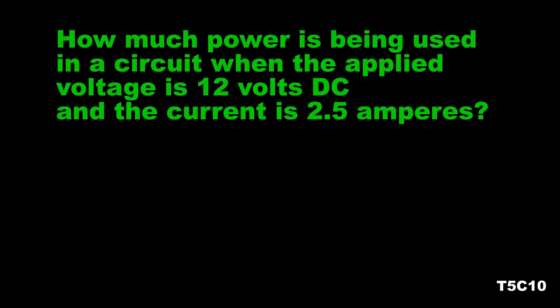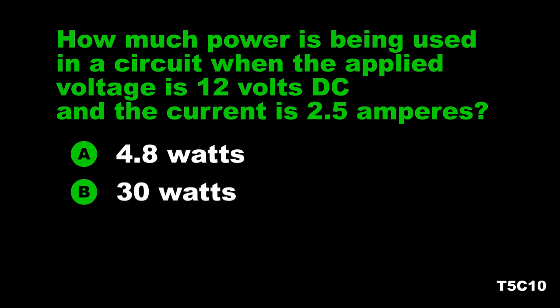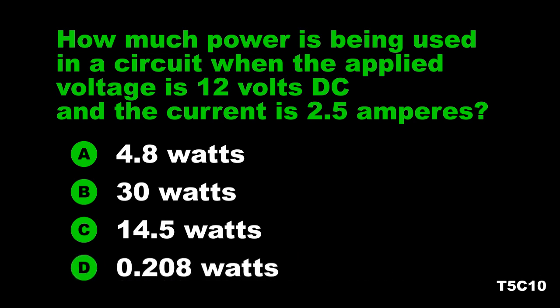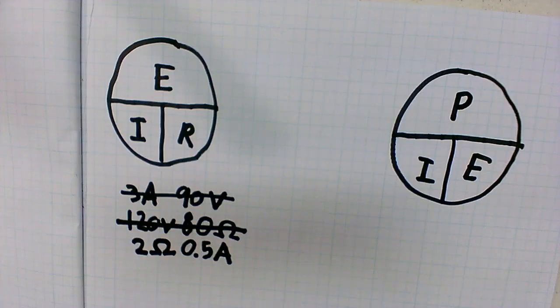How much power is being used in a circuit when the applied voltage is 12 volts DC and the current is 2.5 amperes? A, 4.8 watts, B, 30 watts, C, 14.5 watts, or D, 0.208 watts.